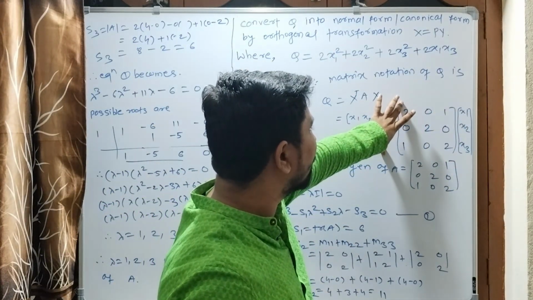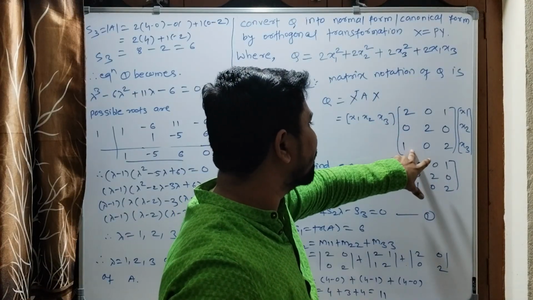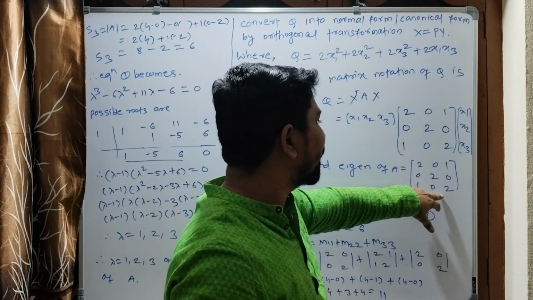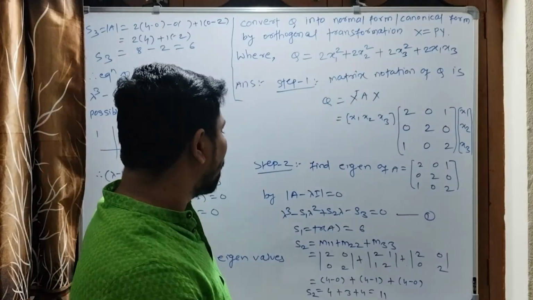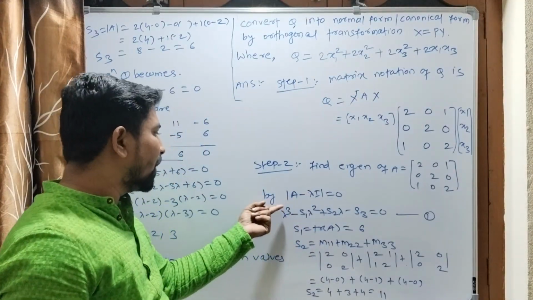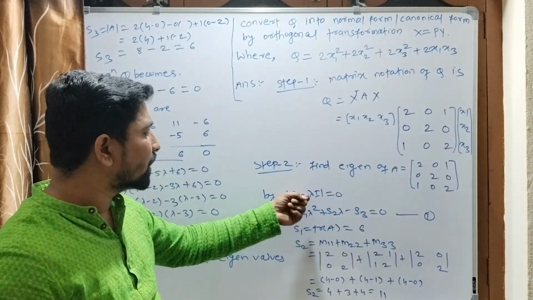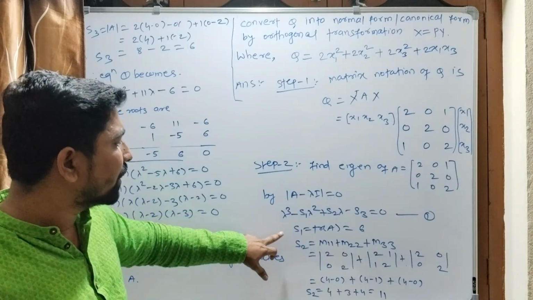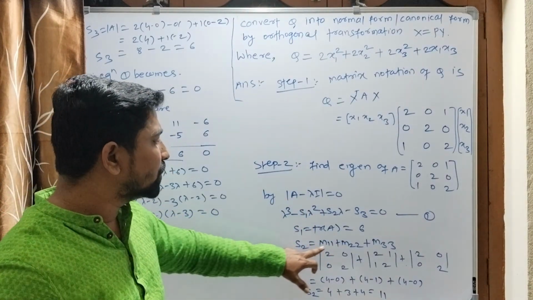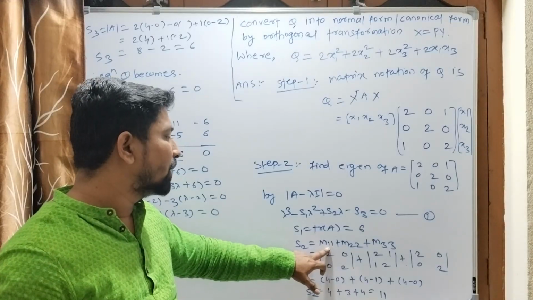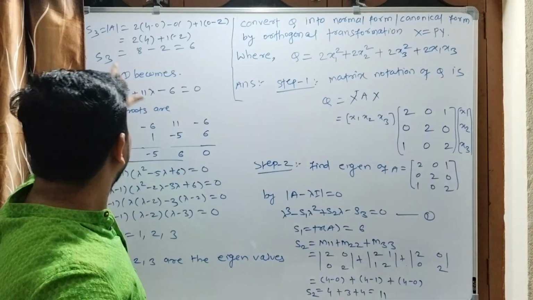From this matrix notation of the quadratic form, I get matrix A. After that, the second step is to find the eigenvalues of this matrix A by using the characteristic equation, determinant of A minus lambda I equal to 0. Here is the same characteristic equation in terms of lambda, where S1 is the trace, S2 is the sum of the principal minors, and S3 is the determinant.